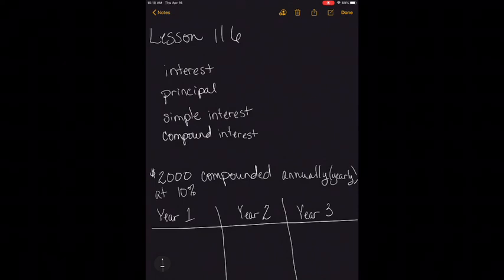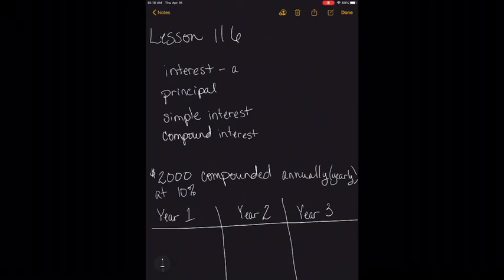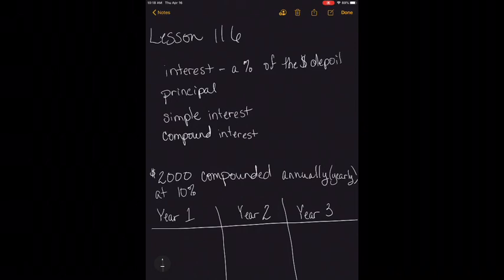Lesson 116 is on compound interest. In order to attract deposits, banks offer to pay interest, okay? And interest is a percent of the money deposited. A percentage.